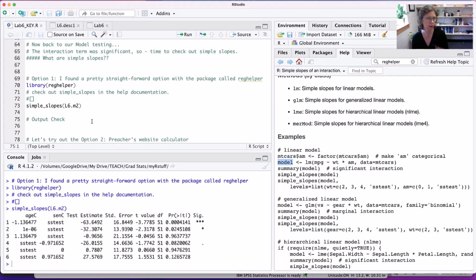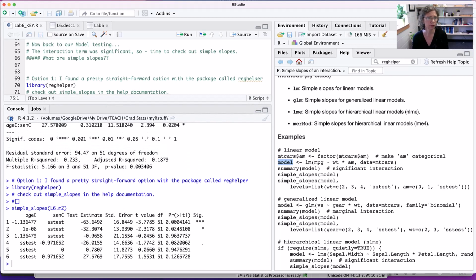So let's check this output. See the SS test right here? We got age centered, we got seniority centered, we got test estimate, standard error, the t-test, degrees of freedom, and the p-value.